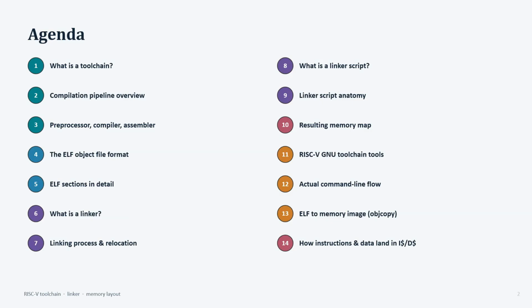Now, we are going to have something known as the RISC-V toolchain, and we are going to learn about something known as the linker, and we are going to discuss the actual memory layout. So that is today's session agenda, where we are going to discuss what you mean by toolchain, how exactly the compilation pipeline happens, what you mean by preprocessor, compiler, and assembler, what you mean by the ELF object file format, and what exactly an ELF file contains, what you mean by linking, what you mean by a linker script, what a memory mapping is, and how exactly your instructions and data are stored inside a single memory.